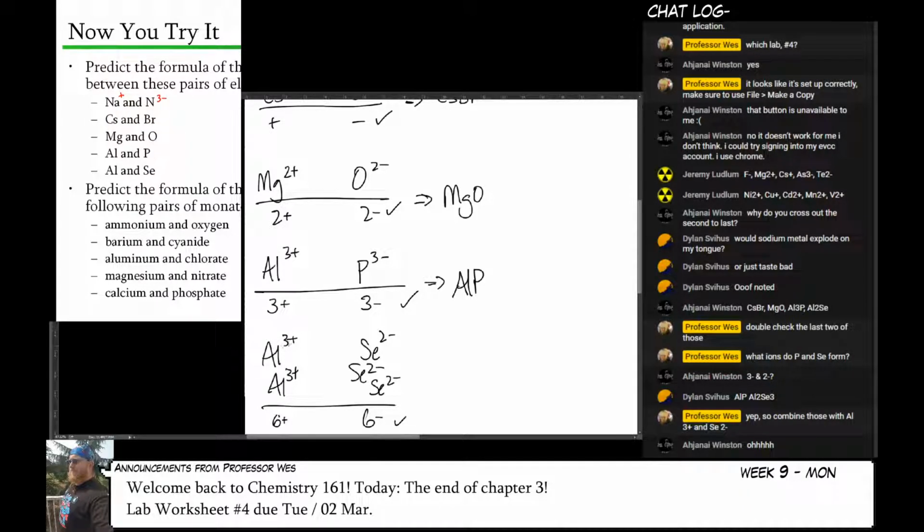Remember, they come in discrete chunks, so you can't do aluminum in any other charge other than 3+. And then I had 2 of these and 3 of these. So the formula would be that.